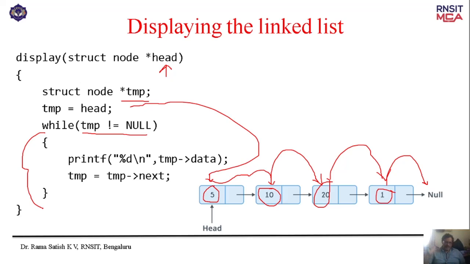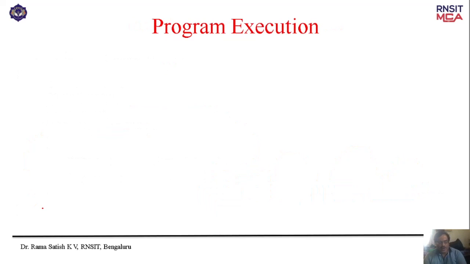5 got displayed, 10 got displayed, 20 got displayed, 1 got displayed. So this is called linked list traversal. Displaying of elements is nothing but traversal of the linked list. So it can be done this way. And now let us execute a program.